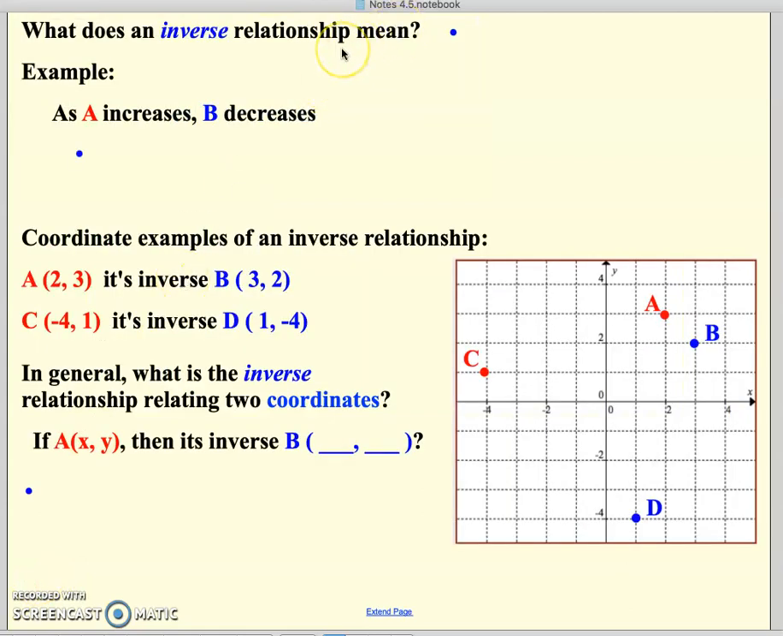The first thing to do is discuss what inverse relationship means. And inverse means opposite. So I have basically a word model here for you to think about. As A increases, B decreases. That would be an inverse relationship. If it was direct, then it would be increase, increase, for example, or decrease, decrease. So it's an opposite effect.